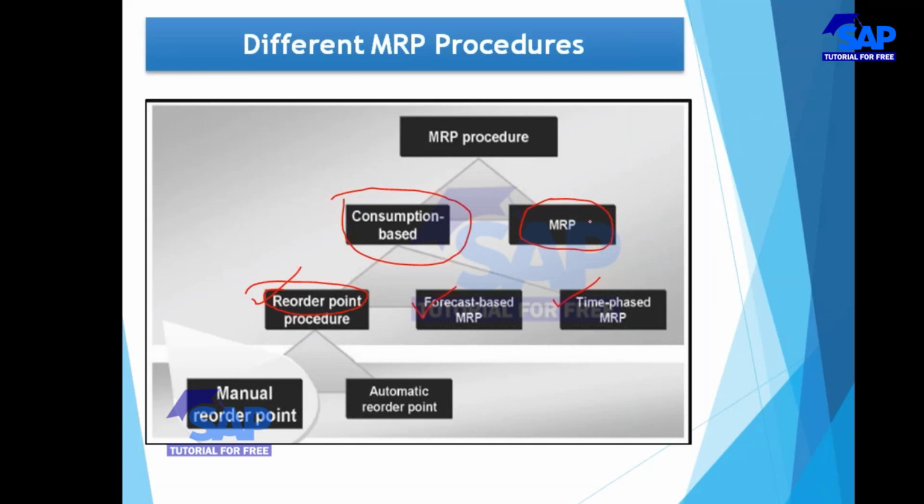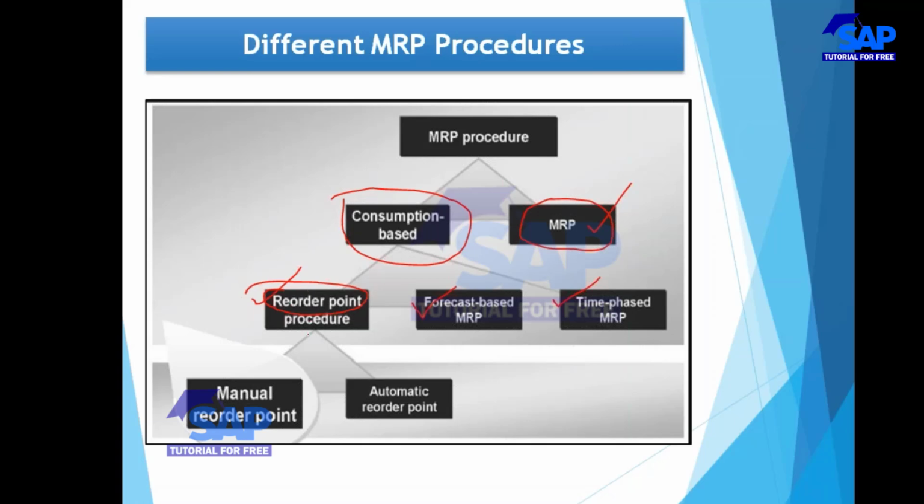The other one, which we are discussing all the time, is normal MRP. You enter the demand or the customer order, and based on that the MRP will be executed. Other than this, consumption based planning only works based on the previous consumption values of that particular material. So the first one we will be discussing is the reorder point planning.